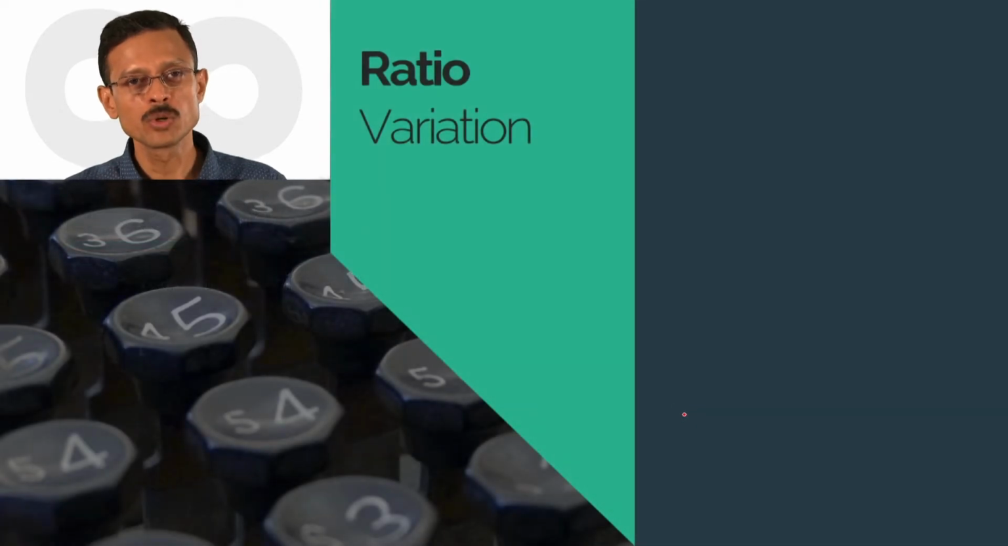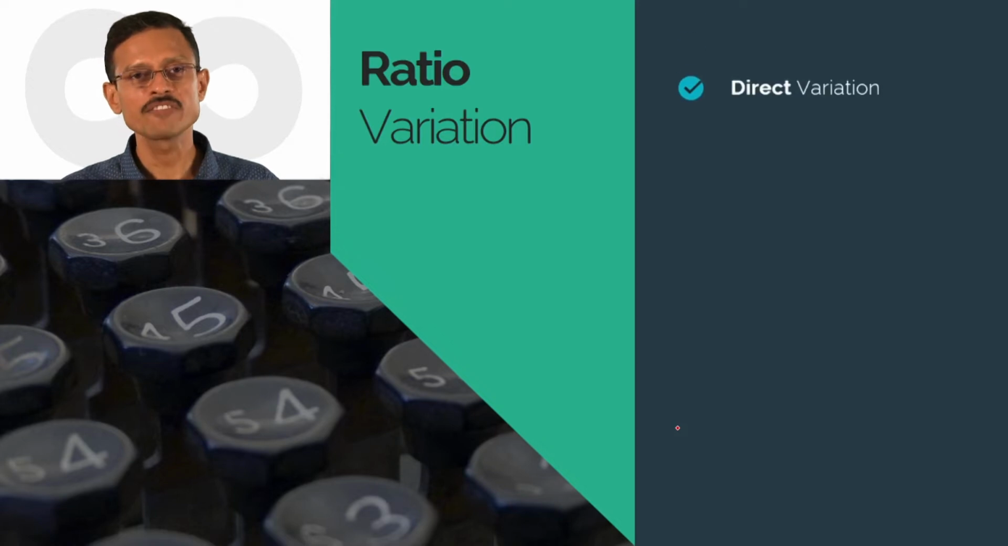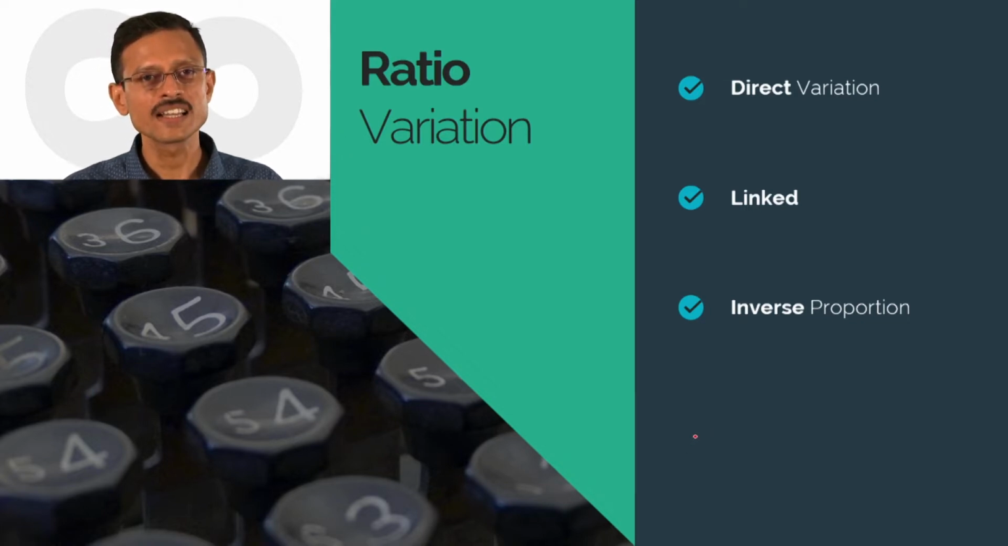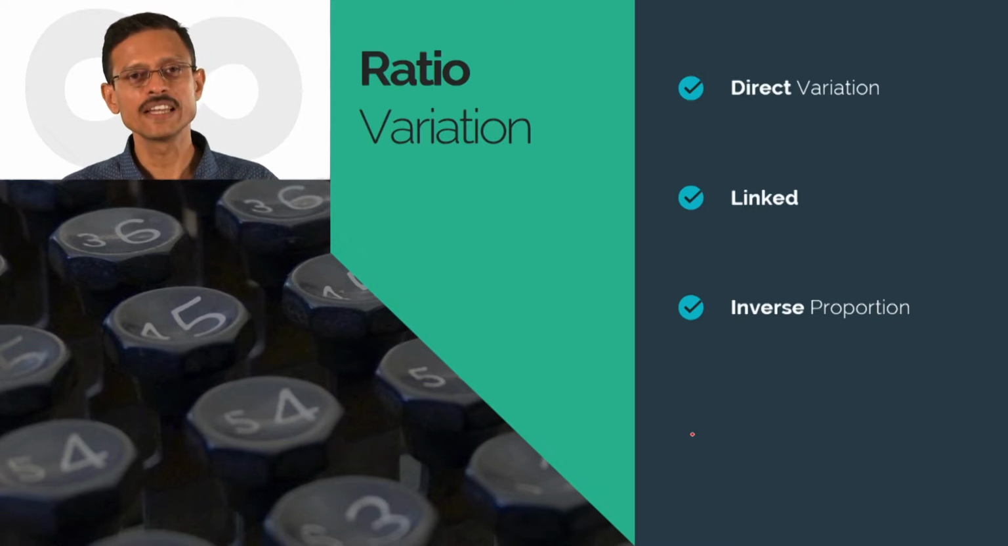In this lesson, let's learn about variation. There are three aspects to it. One is direct variation or direct proportion. The second one is linked but not in direct proportion. The third one is inversely proportional or inverse variation. And we'll sum up all of these things. We'll wrap this with one illustrative example and understand how to solve questions that come in variation.